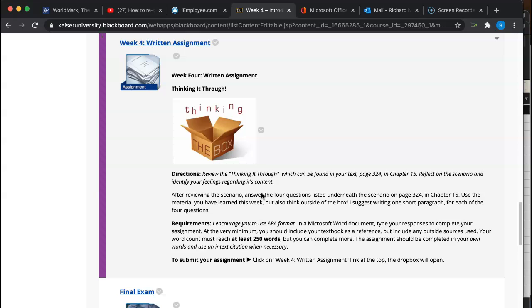The directions are to review the Thinking It Through, which can be found on page 324, chapter 15. Once you've read the scenario, reflect on the scenario and identify your feelings regarding its content. Then you also want to answer the 4 questions that are listed underneath the scenario on page 324. Use the material that you have read or learned this week, but also think outside the box. I suggest writing one short paragraph for each of the 4 questions. As you read these questions, go back to your reading and provide something that shows me that you did read the chapter and that you understand what it means and that it applies to the scenario and the question.